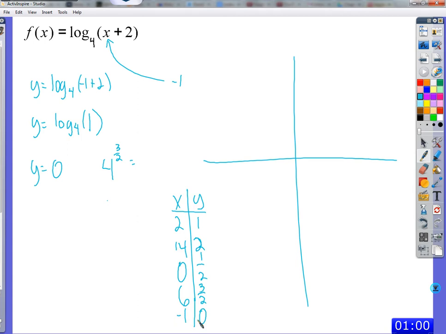So we got lots of points here. Let's plot all these points that we have. 2, 1. 14, 2. 0, 1 half. 1, 2, 3, 4, 5, 6, and 3 halves. And negative 1, 0. Can I put negative 2 in for x? Negative 2, 0.